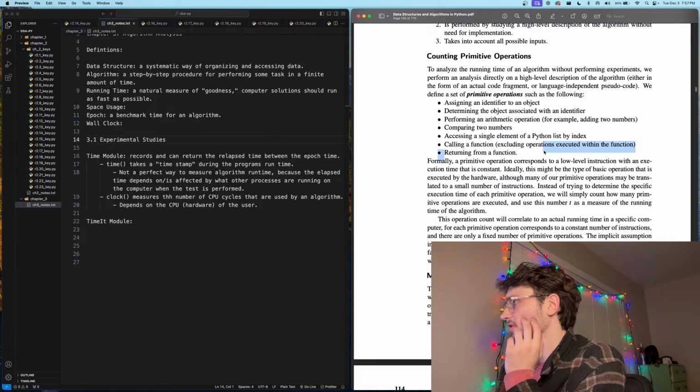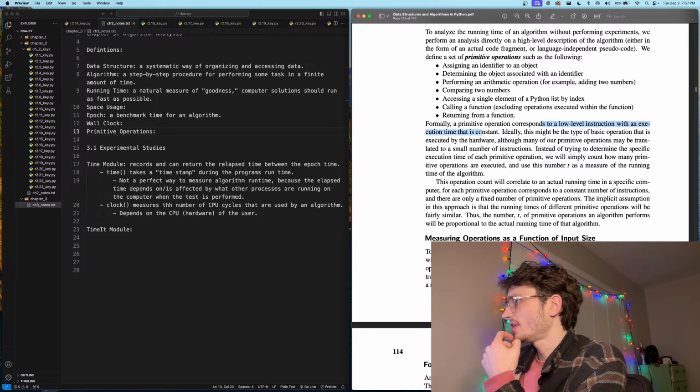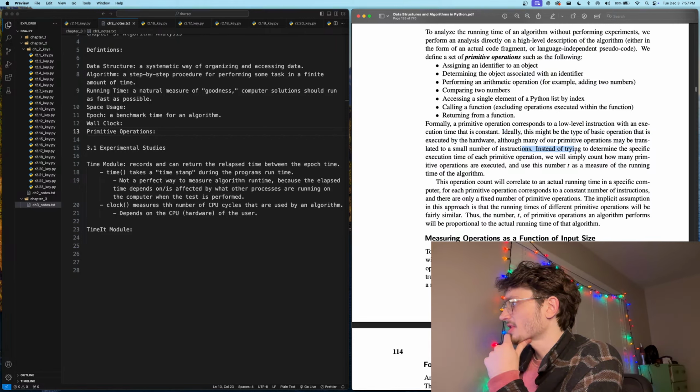Formally, a primitive operation corresponds to a low-level instruction with an execution time that is constant. Ideally, this might be the type of basic operation that is executed by the hardware, although many of our primitive operations may be translated to a small number of instructions. Instead of trying to determine the specific execution time of each primitive operation, we will simply count how many primitive operations are executed and use this number t as a measure of the running time of an algorithm.